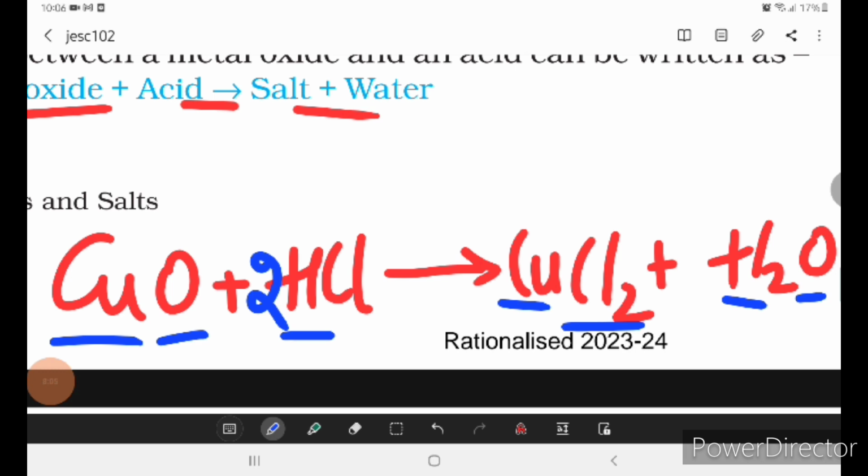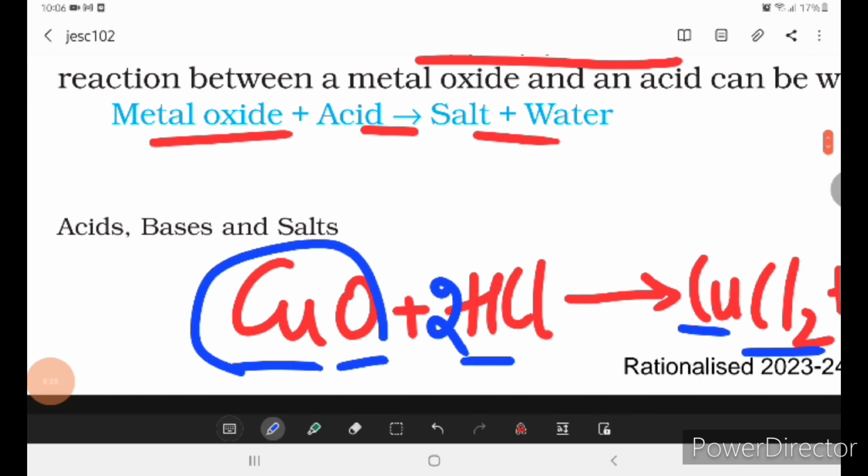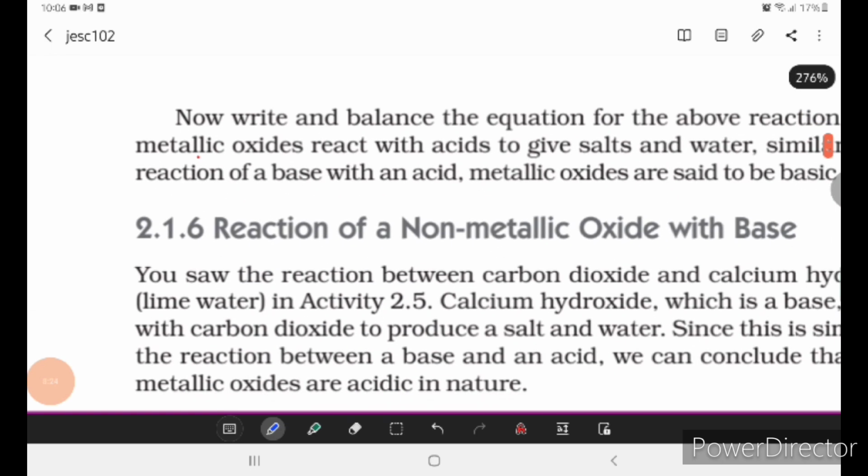Is it a skeletal equation or a balanced equation? Yes, it is a balanced equation. It is not a skeletal equation. The equation before we balanced it is called a skeletal equation. Now it became a balanced chemical equation. So finally we could say that CuO is a base. Let's proceed to the next topic.